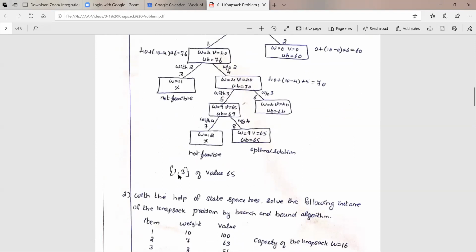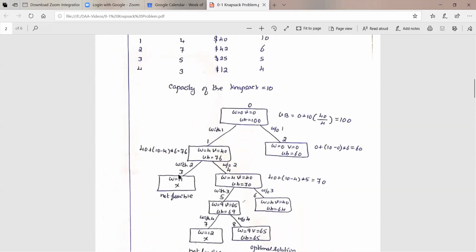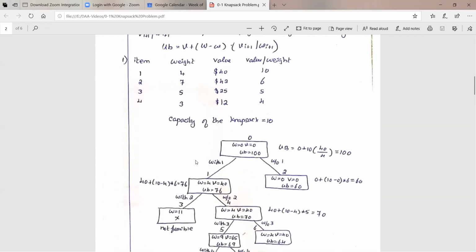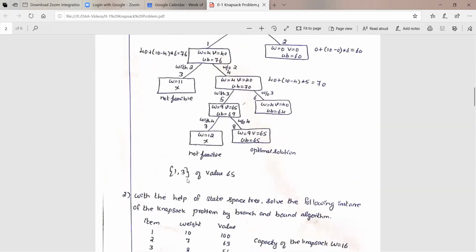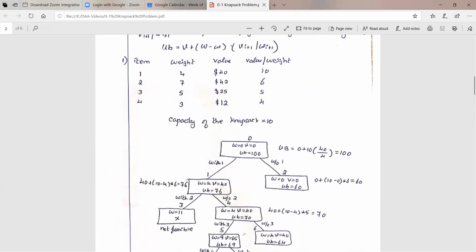Okay. So here we can take 1, 3. Otherwise what can we say? We can say in the set 1, 0, 1, 0. That means we are selecting the first object and then the third object. Whichever objects we are selecting, for that we will make it as 1. Whichever object is not selected, for that we can make the value 0. So 1, 0, 1, 0. Okay. So that is the value for the knapsack problem using the branch and bound.